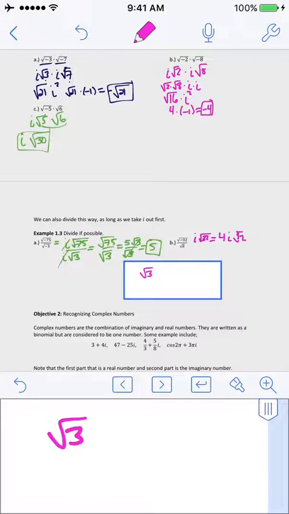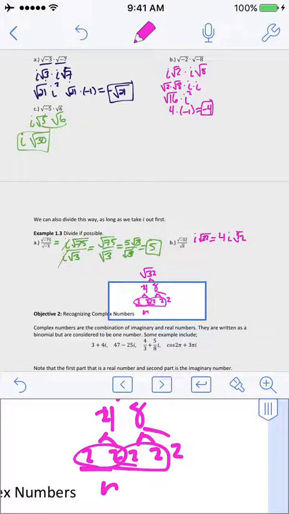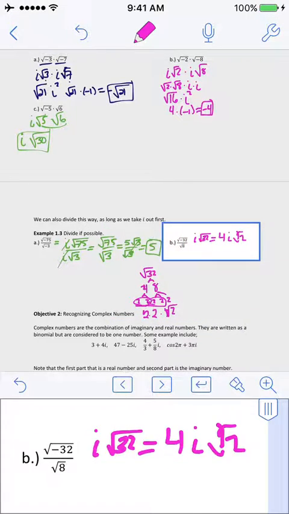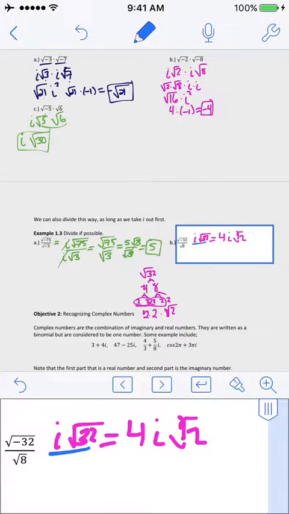Square root of 32 breaks down into 4 and 8, which is 2 and 2, 2 and 2 and 2. There's a pair, there's a pair. So I've got 2 times root 2, which is 4 root 2. And the negative part becomes the i. So that's just what I did, sort of in my head.